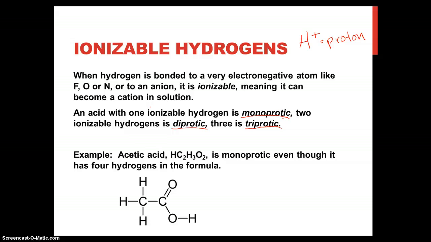So for example, acetic acid is HC2H3O2. It has 4 hydrogens in it, but it's monoprotic. When we look at the formula for acetic acid right here, we can see that 3 of the hydrogens are attached to carbon. Carbon's not very electronegative. 1 hydrogen is attached to oxygen, which is electronegative. So this hydrogen is the one that's going to break off and become a hydrogen ion. That's what makes acetic acid monoprotic. These other hydrogens that are attached to carbon are going to stay attached to carbon. So in the formula, this hydrogen that's separate from the other 3 is the one that becomes the hydrogen ion.